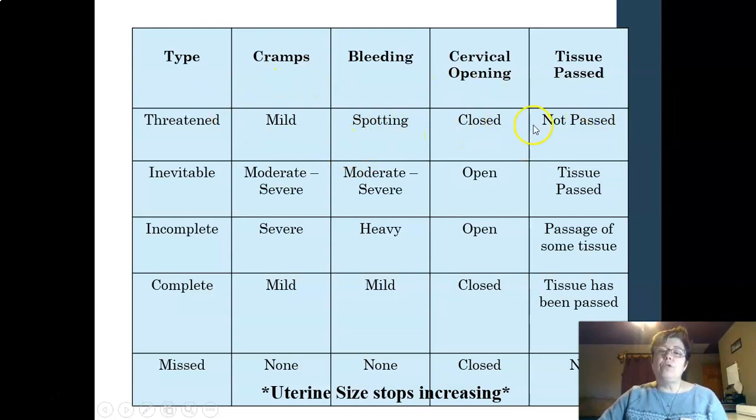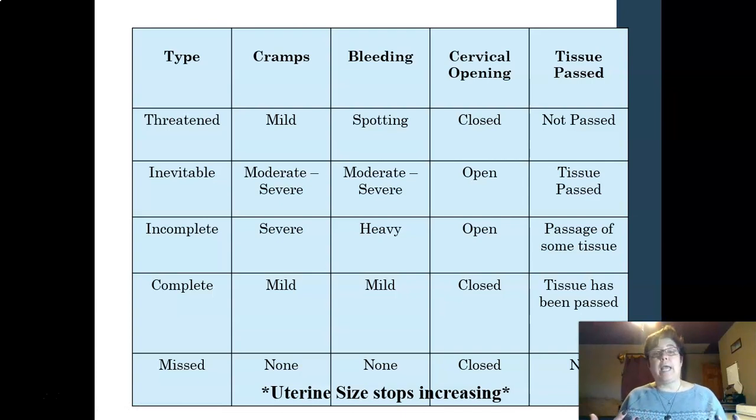When she comes to seek health care for this, if she comes to the emergency room or the clinic and they do an exam, they would do a visual exam, probably with a speculum. The cervix is going to be closed. Because the cervix is closed, she'll tell you that she noticed a little bit of bleeding, but no tissue or mucus like that, okay?